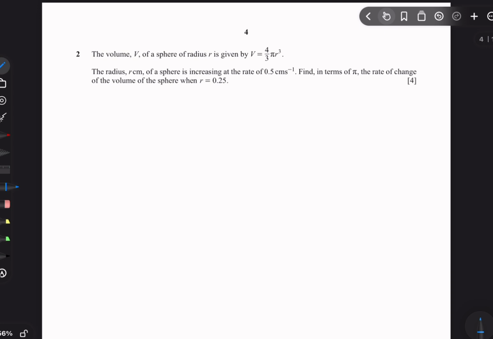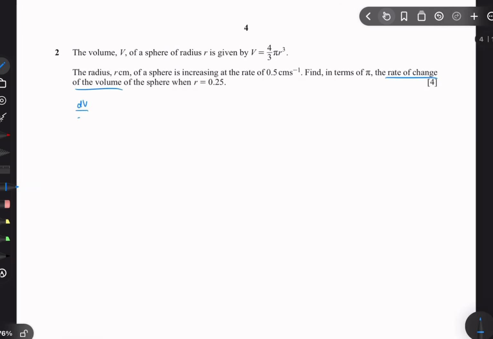Okay, question 2. The volume of a sphere of radius r is given by this. The radius of a sphere is increasing at the rate of 0.5 cm per second. Find, in terms of pi, the rate of change of the volume of the sphere when r is equal to 0.25. Okay, so we're finding the rate of change of volume. So this will be dV over dt.